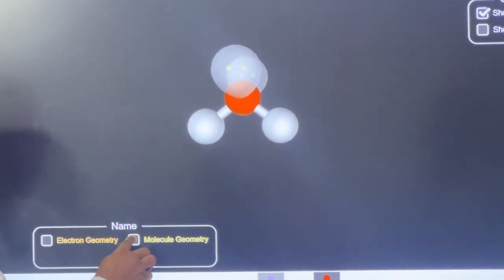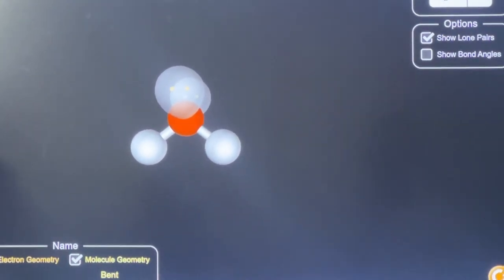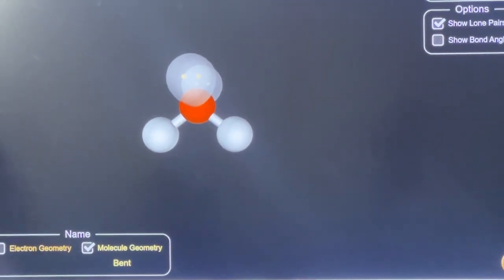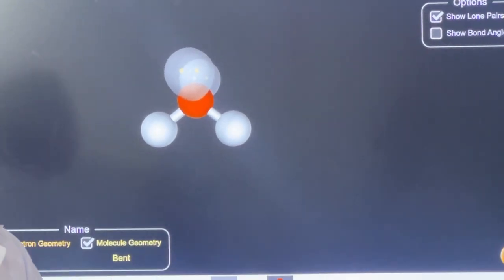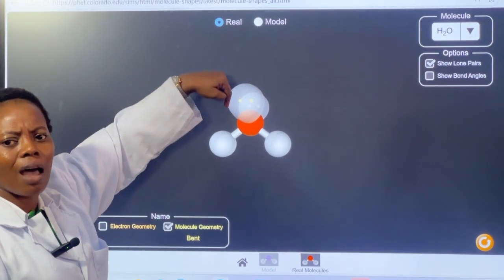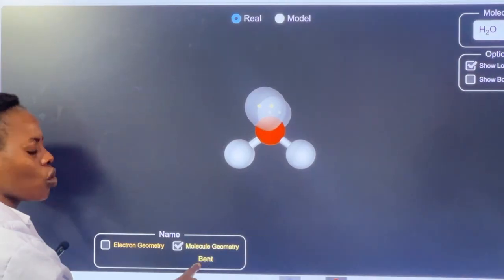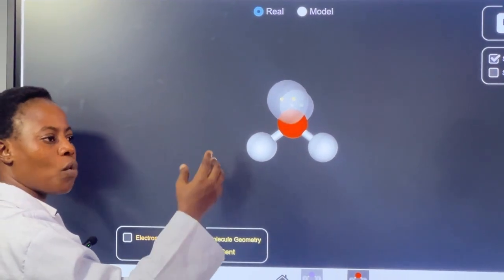And what is the name of the shape of water? We call it bent in chemistry. At times you might not see it as bent. You might see it as a V shape. And if you look at it, it's like an upside down V. So it's either you call it a V-shaped molecule or you call it a bent shaped molecule.